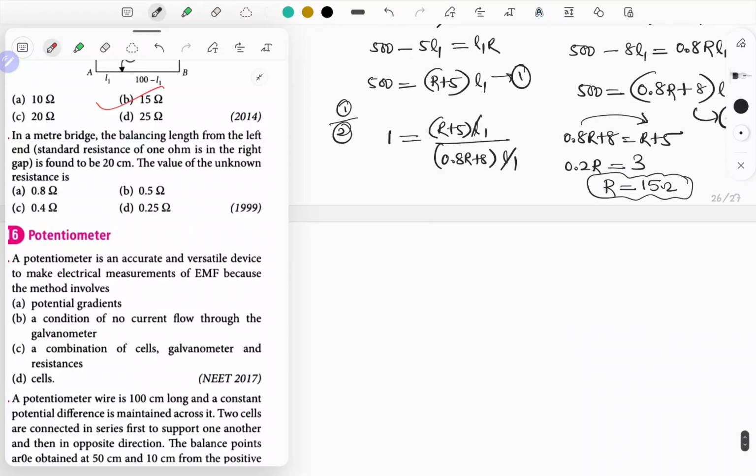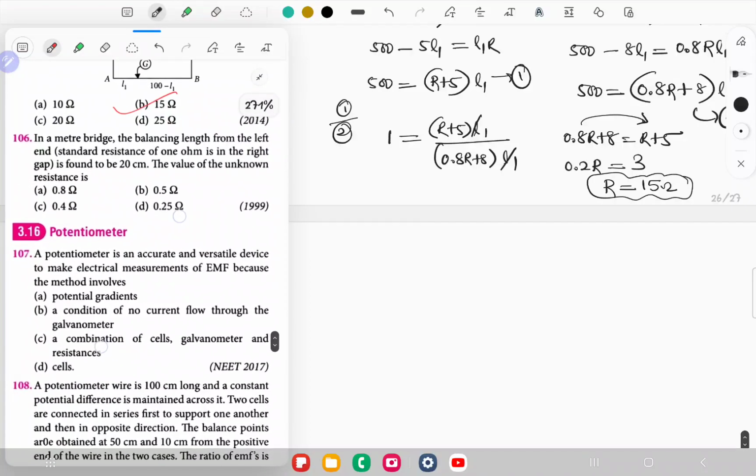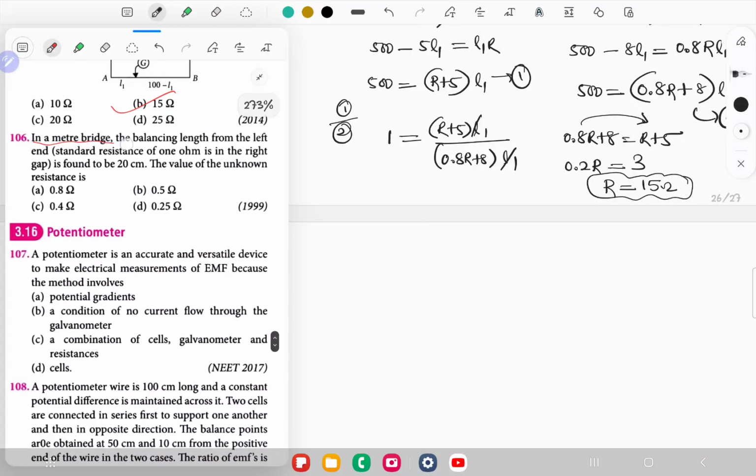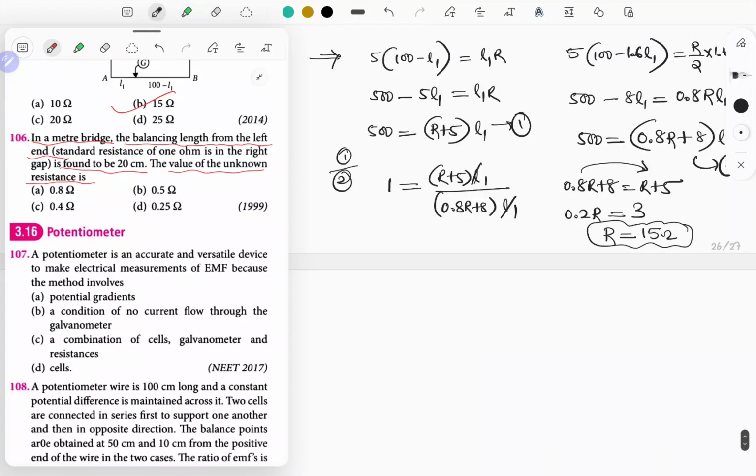Okay. Next, question number 106. In a meter bridge, the balancing length from the left end is found to be 20 centimeter. The value of unknown resistance is, okay, super.